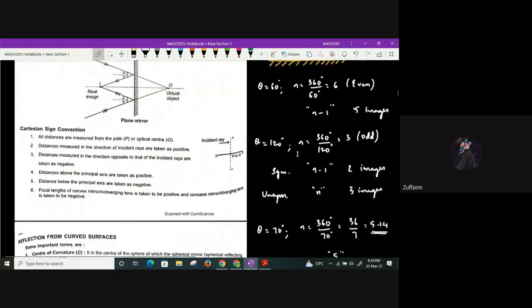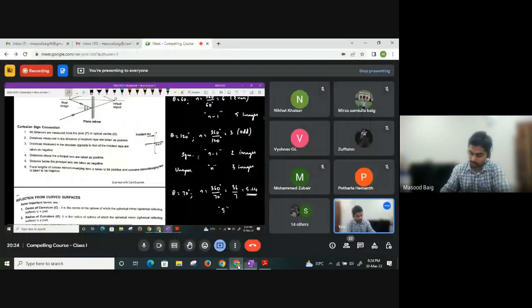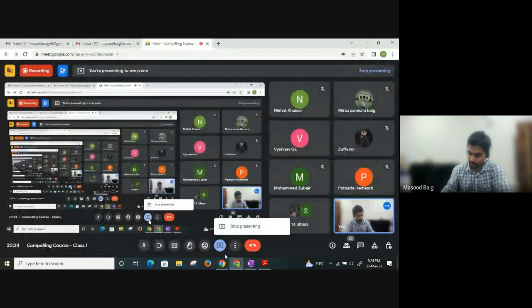And also remember, can plane mirror form a real image? Yes, it can form a real image. How will that real image be formed? If you have converging type of rays. Clear? Am I audible, everyone? Yes, sir. I'll stop presenting for a while. Okay, so plane mirror part we have seen.